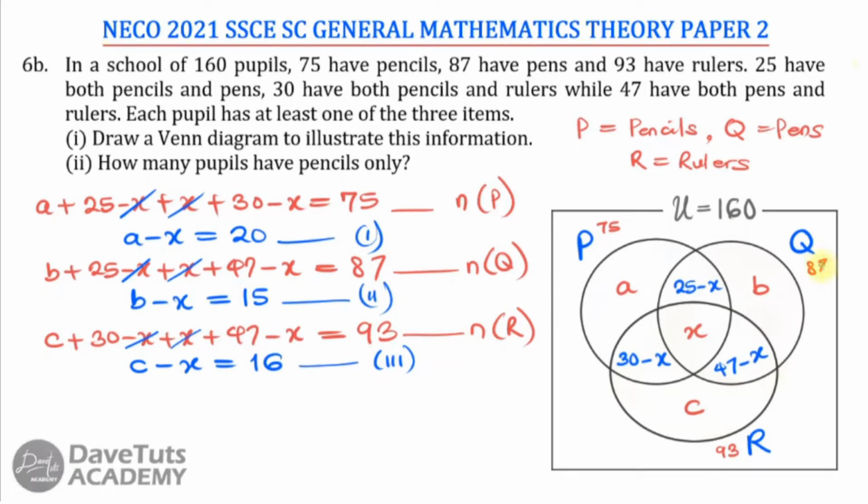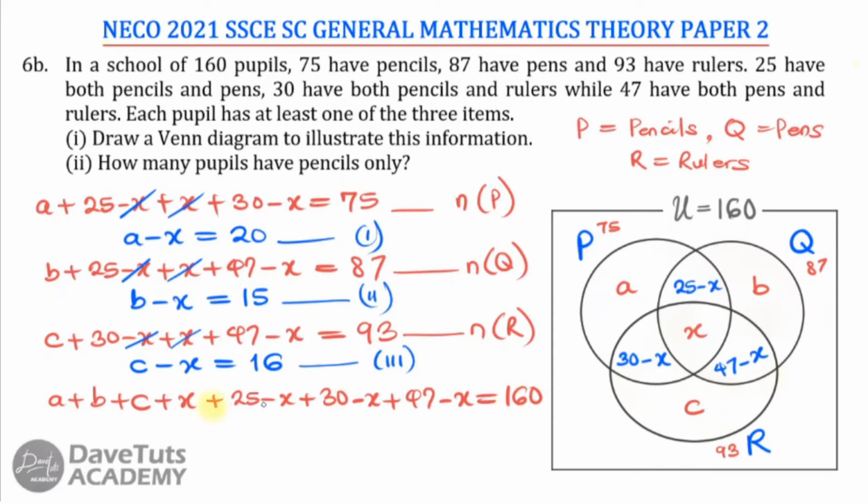I already told us that we have 4 unknowns, so we need 4 equations, and that last one will be the addition of all of these entries, equating them to 160 as the universal set. So in that case, let me just put it together as a plus b plus c, then we have x here plus x plus 25 minus x plus 30 minus x plus 47 minus x. Everything is equal to 160, and this is a statement of the universal set.